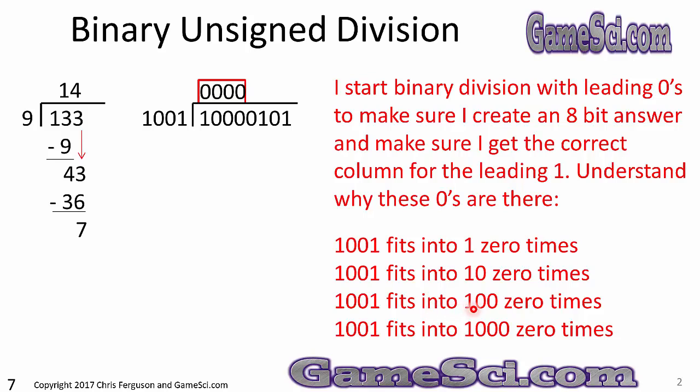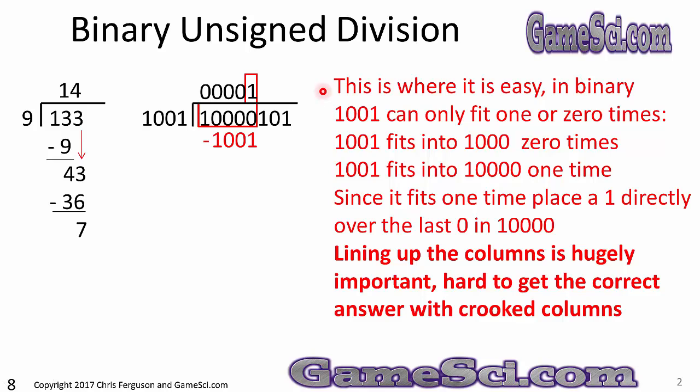1001 fits into 100 0 times. Again, I'm just looking at these 3 bits. Binary 9 doesn't fit into those 3 bits, so I write a 0 above them. Finally, 1001 fits into 1000 0 times. Going all this way, the first 4 digits, none of those can accept or fit this value, so I put 4 zeros above them. This is where it gets easy.